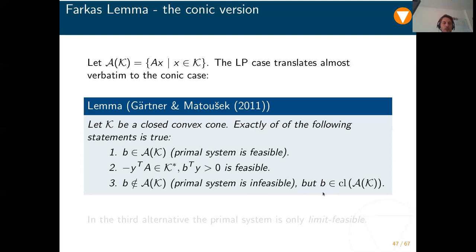So that's something that has to do with limits. We can also call it limit feasible, because B being in the closure of the set means that there is a sequence of points in the cone such that they converge to primal feasibility. They are not primal feasible themselves, because the primal system is infeasible, but they converge to a feasible solution. Okay, so to sum up this slide, what I think is important to remember is that when going from the LP to the conic case, there's a third possibility, which is somehow a corner case.